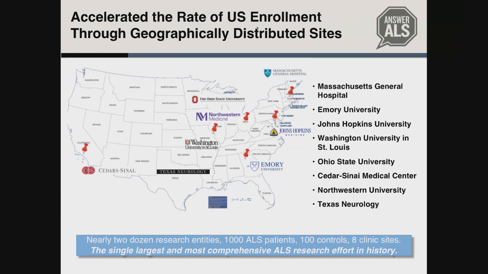Okay, so I told you I wanted to just give you a brief overview of our productivity over the past couple of years, and the good news is that Answer ALS has been doing really, really well. As of yesterday, we have enrolled 855 participants. So the trial from a clinical standpoint is actually just over 85% enrolled.